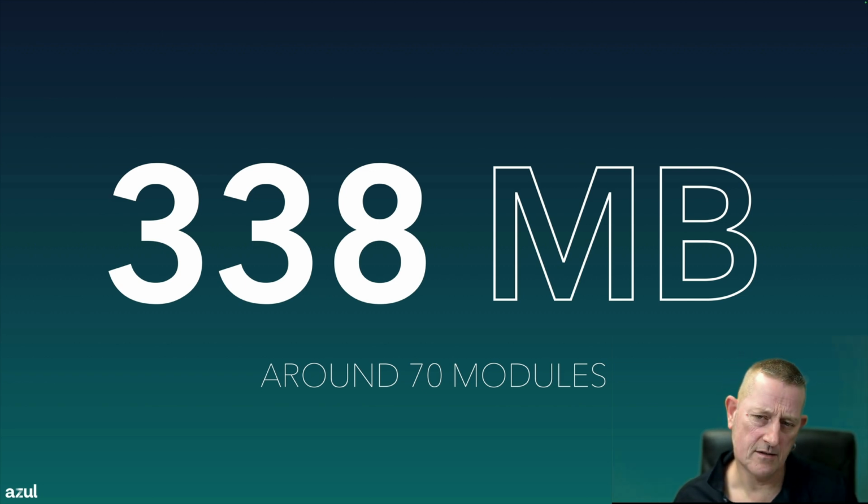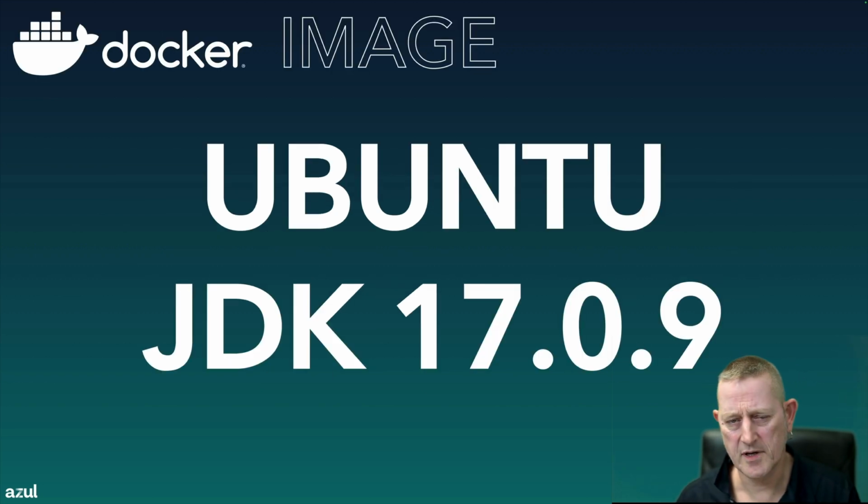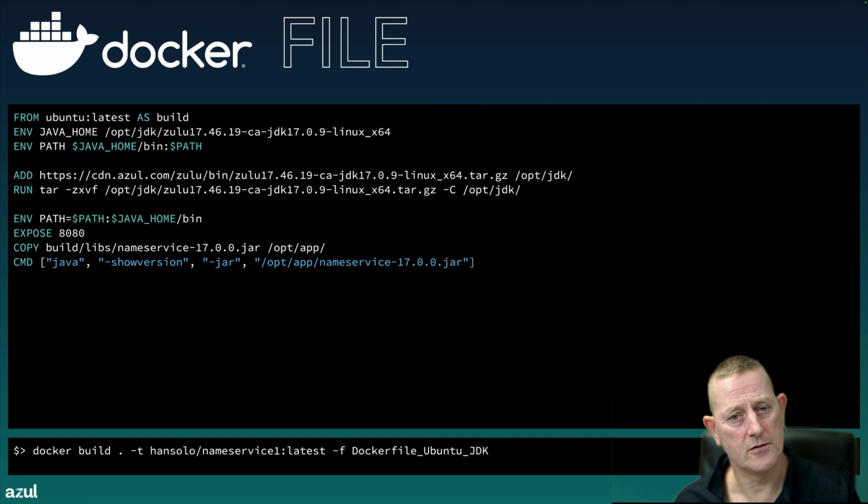So if we then take, for example, an Ubuntu base image and JDK 17.0.9 for this example, then we have a Dockerfile that will look like this. So you see, I just grab the JDK and the Docker image, and then I run my app in this, the name service jar here, and put it in there, and that's my container.